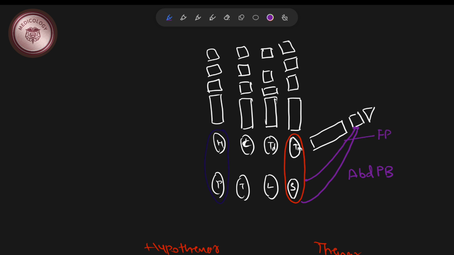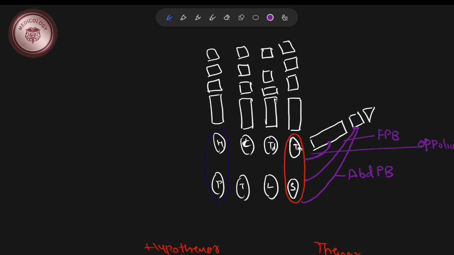Flexor pollicis brevis. This is the first one, this is the second one. Okay, and then we have the third muscle. Which muscle is left now? That is opponens. It will start and end there, until our first phalanx, the first metacarpal mid shaft. This is the short muscle. This is opponens pollicis.